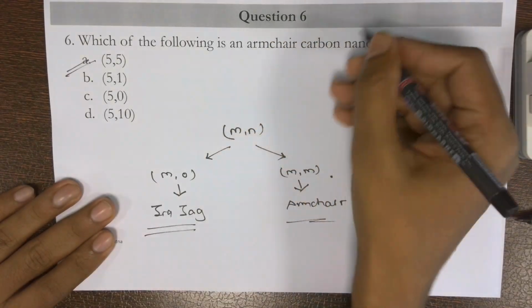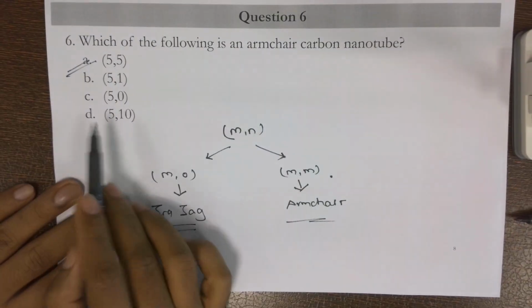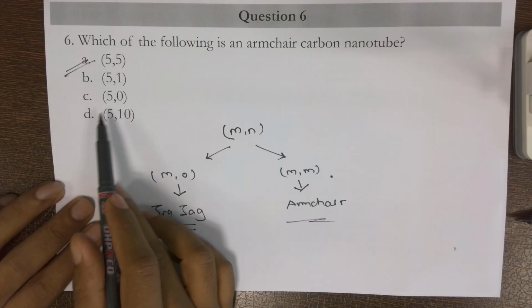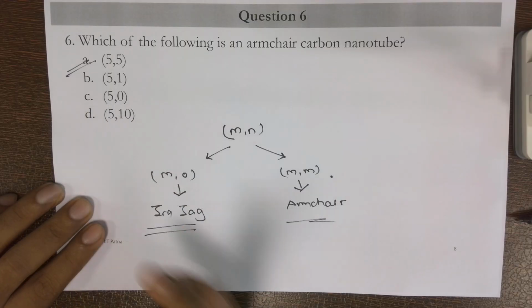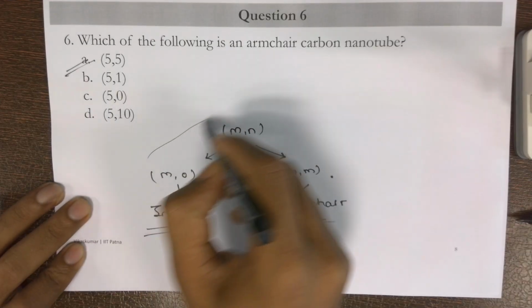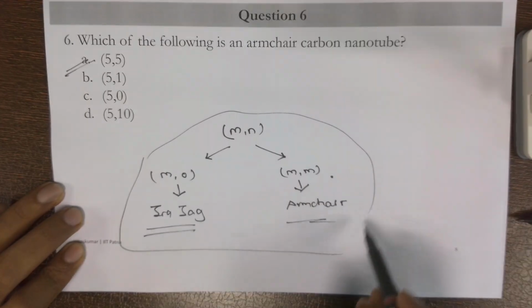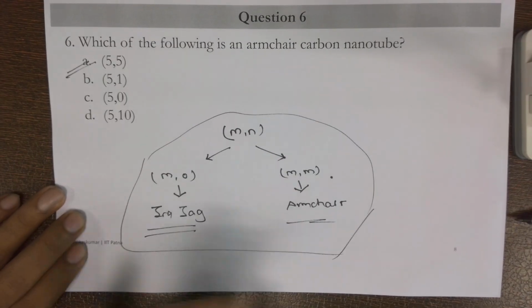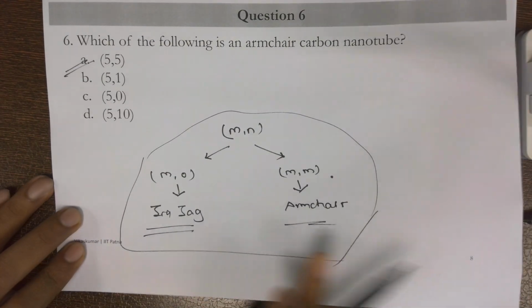If we change the question from armchair to zigzag, then option C would be the right answer. These things we can do, and some easy questions can be asked in the computer-based exam based upon this clear concept. Let's go to the next part.